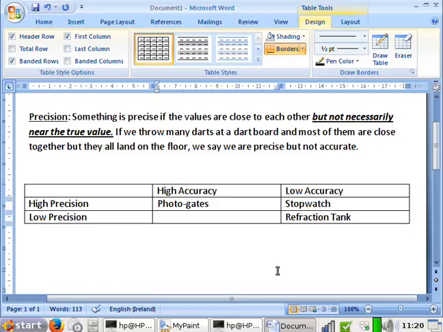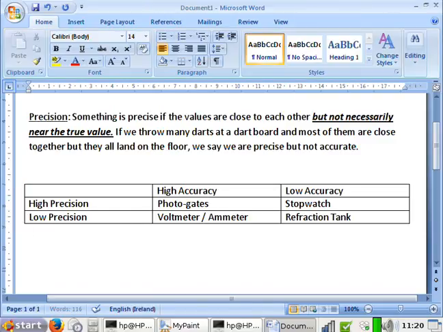Lastly, high accuracy, low precision. Well, for me, it's the voltmeter, or the ammeter. And the reason is they are accurate. I mean, they are near the true value. But the problem that you notice is the values are changing a little bit. So they're accurate, but they're not so precise. Okay, that's great.